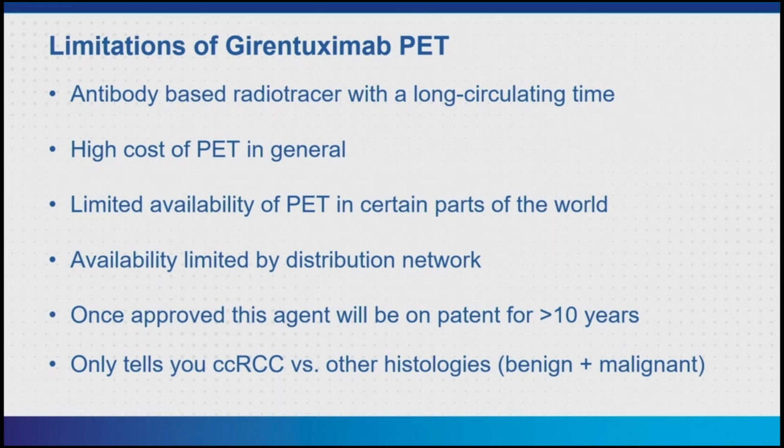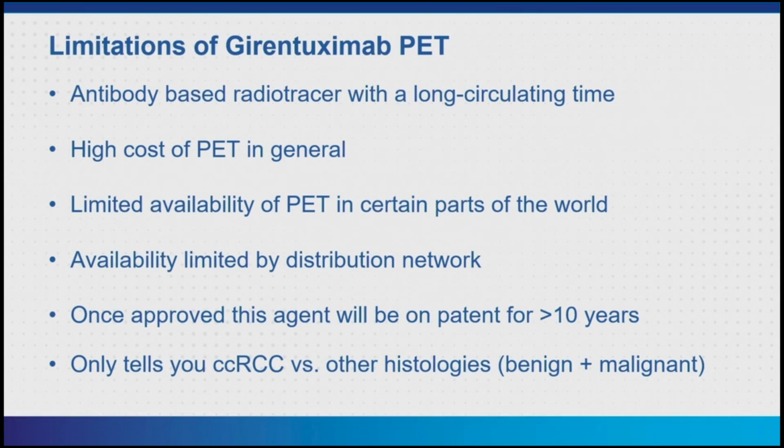And probably the biggest issue is the availability is limited by a pretty small distribution network of folks who are capable of producing the antibody, as well as the zirconium-89 radiotracer. In terms of cost, once it's approved, it's going to be on patent for more than 10 years. So you could imagine this is going to be really expensive to actually buy the radiotracer, and it's going to be expensive for a really long time.